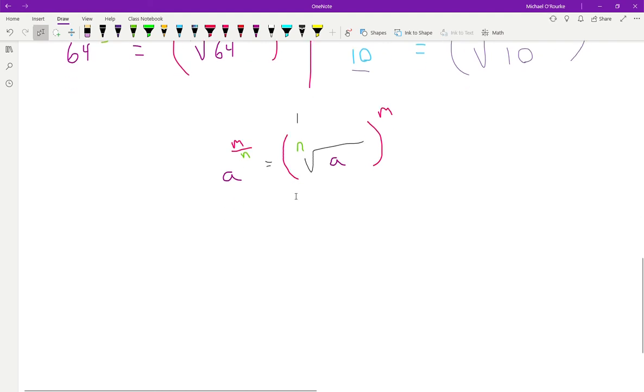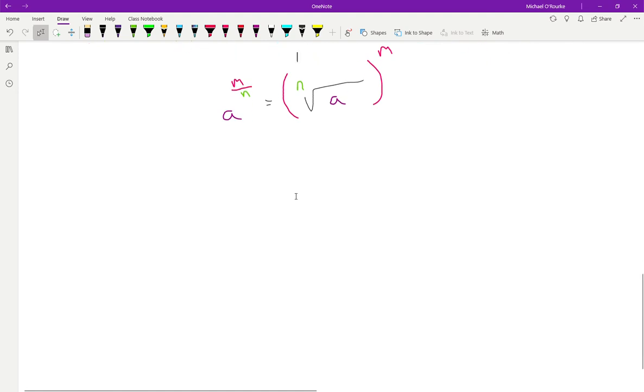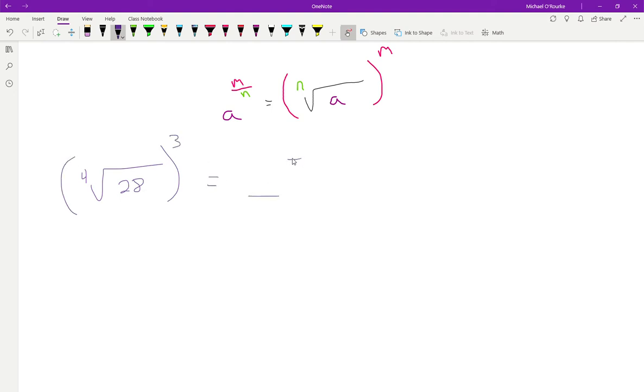So let's work the other way now. If I go with 4, 28, and 3, can you write it as an exponent for me?